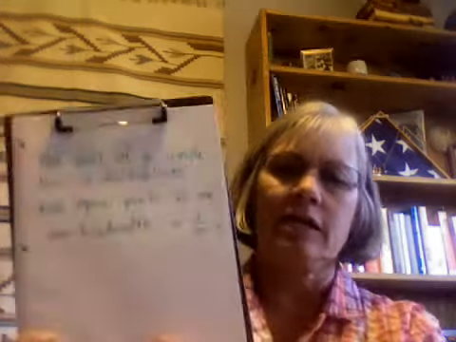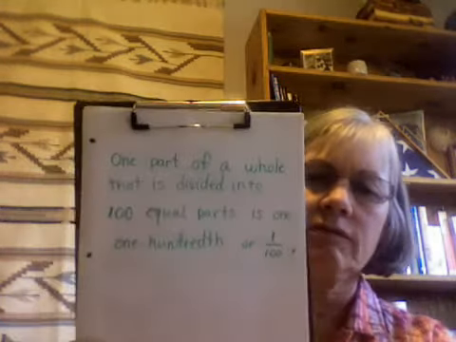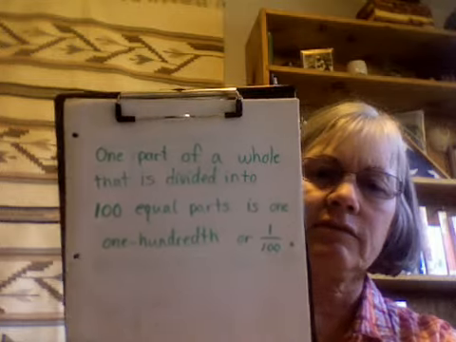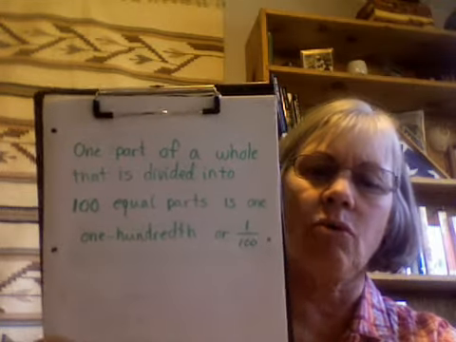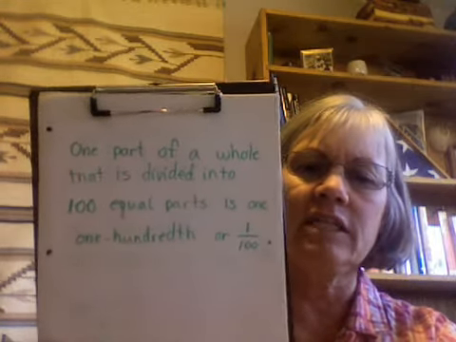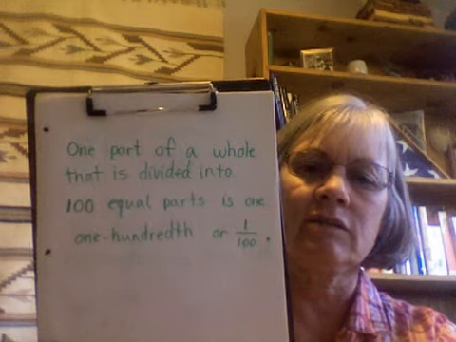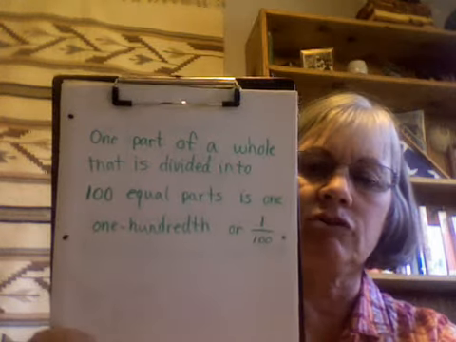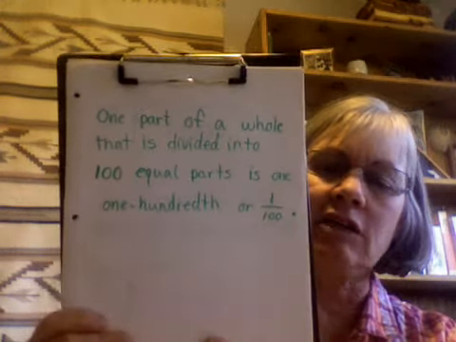And we write it like this, 1/100th. I'll read it again. One part of a whole that is divided into 100 equal parts is 1/100th. Written like this in a fraction. All right, that's not very complicated, and we'll move on and talk about decimals, hundredths, this way.